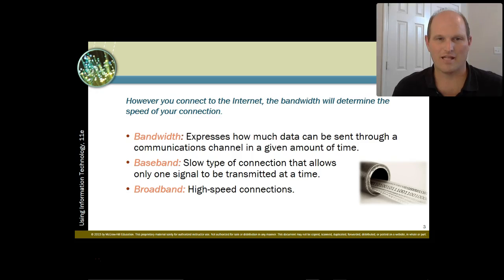First of all, connecting to the Internet, we're going to go over a few terms. The first term we're going to look at is bandwidth. Bandwidth is just an expression of how much information can be sent to and from another computer. A baseband is just a slower type of connection that allows only one signal to be sent at a time. And of course, broadband is high-speed connection. We'll talk about this in a few more minutes, but it's things like DSL and cable internet. And, of course, there's all sorts of types.